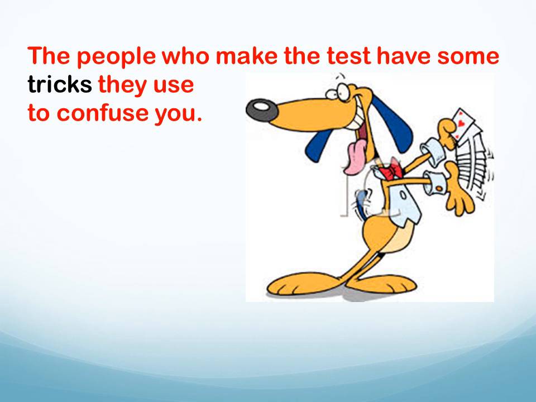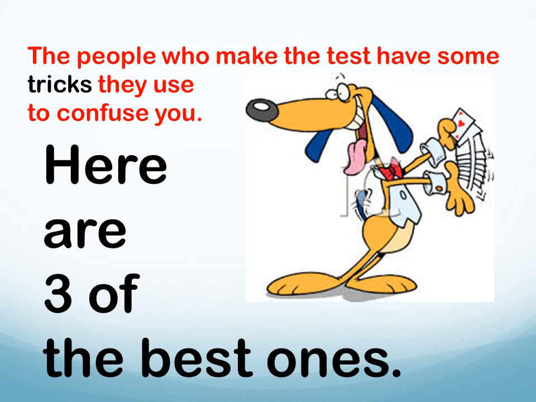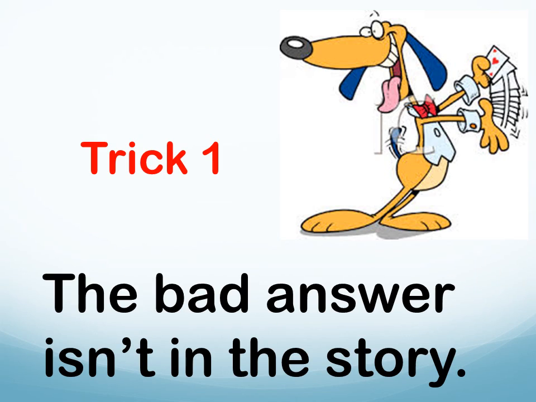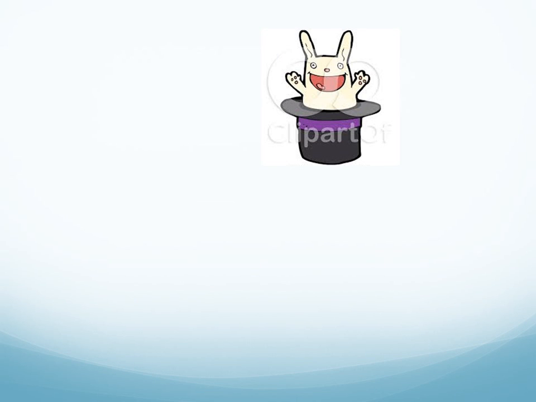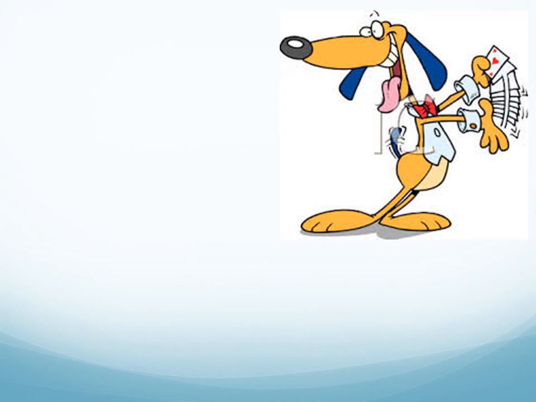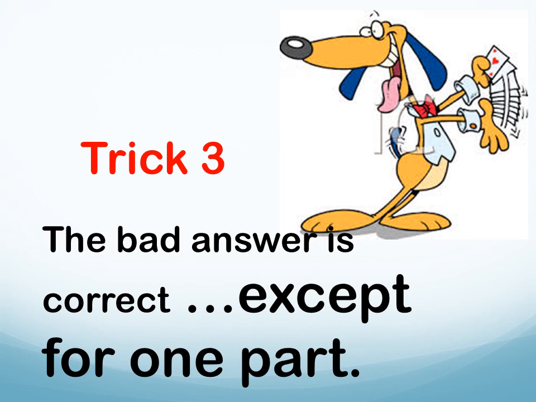The people who make the test have some tricks that they use to confuse you. These are not the only tricks they use, but I am going to share with you 3 of their very best tricks, their trickiest tricks. Trick number 1. The bad answer isn't in the story. Trick number 2. The bad answer says some of the same words or has close to the same idea, but the author meant something a little different than what the test is asking for. Trick number 3. The bad answer is correct except for one part.